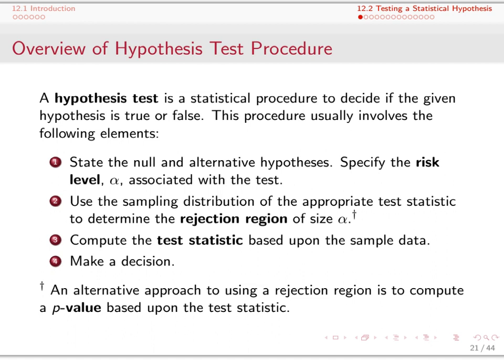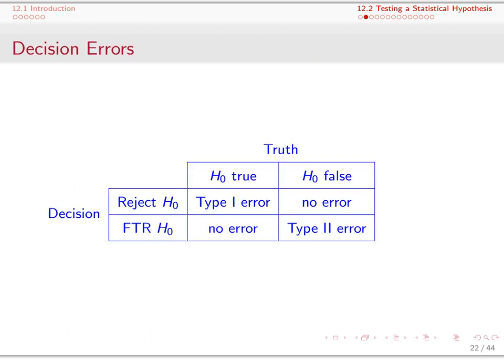It's also worth knowing that if we choose not to use a rejection region to help us make our decision, there's an alternative approach we might use that makes use of something called a p-value. A p-value is a probability that we will compute based upon the test statistic.